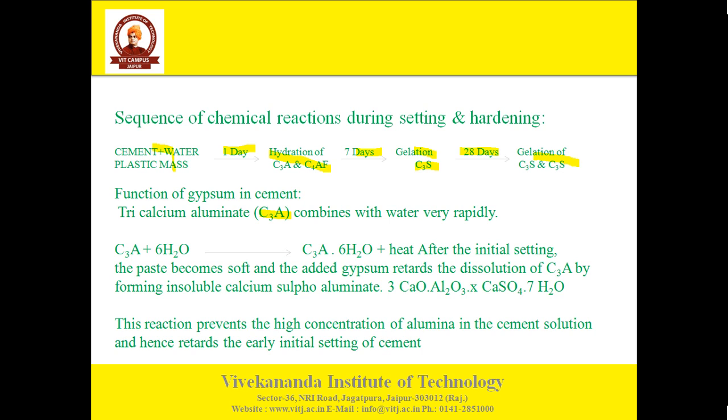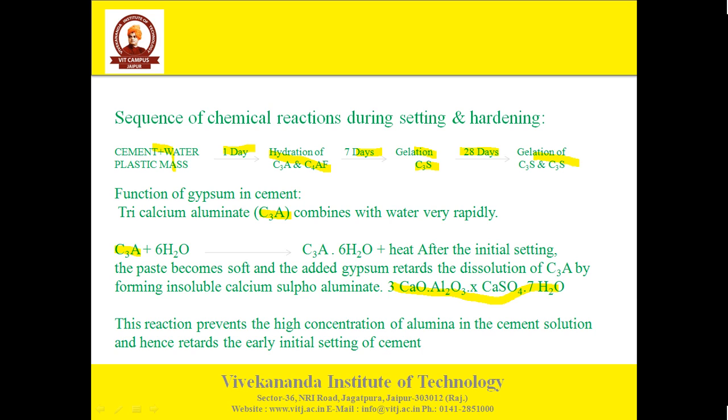And very lastly, there is a reaction of C3A with gypsum. As we previously discussed, gypsum is added to cement to delay its setting time. C3A sets very quickly, within 1 day, so we react C3A with gypsum to form a sulfate compound of C3A, which is insoluble in water. It sets very slowly, so it delays the setting time of cement. If we add alumina in high concentration, quick setting of cement takes place. If we add gypsum, the setting time of cement is delayed.